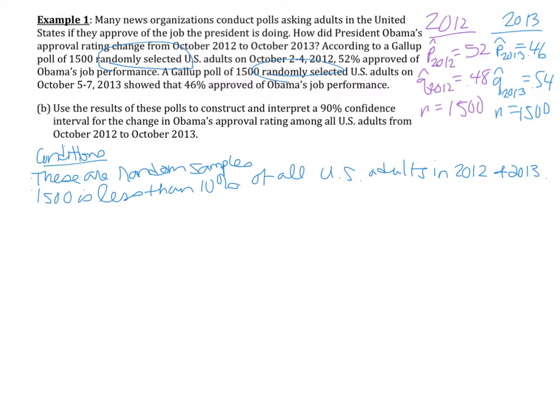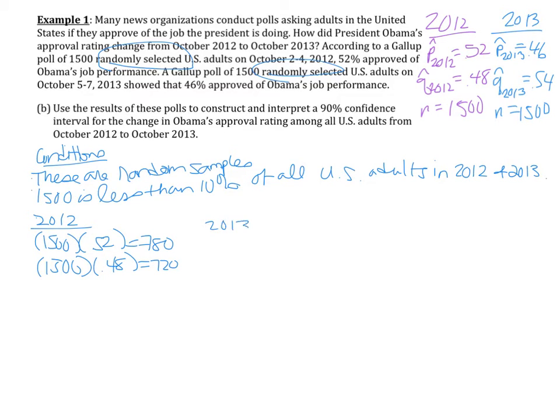The third condition is our success failure, which is a little bit longer, unfortunately. So I have to do it for both 2012 and for 2013. So in 2012, my NP hat for that is going to be 1,500 times 0.52, which gives me 780. My NQ hat is going to be 1,500 times 0.48, which is 720.